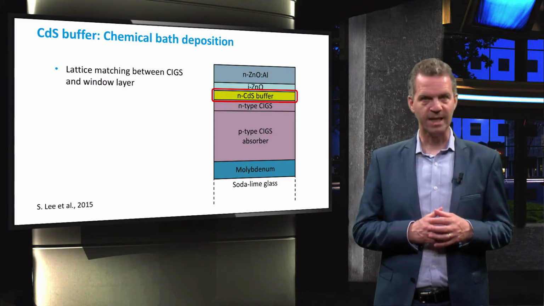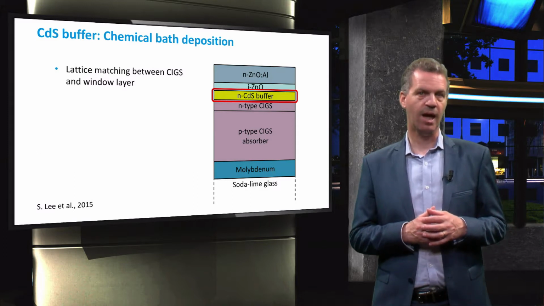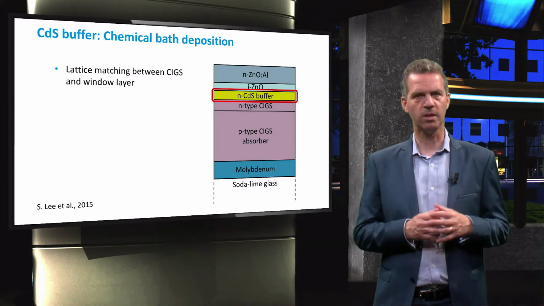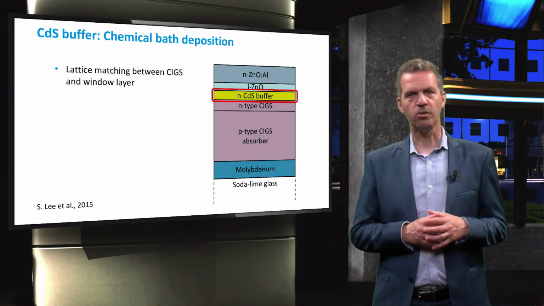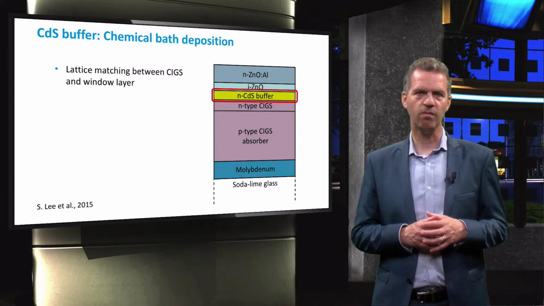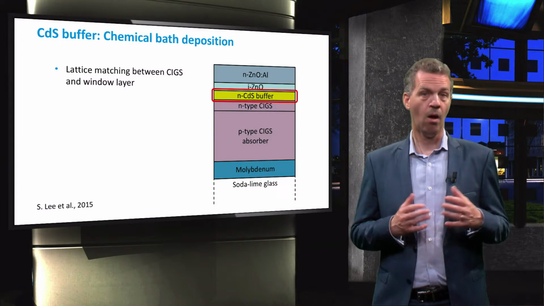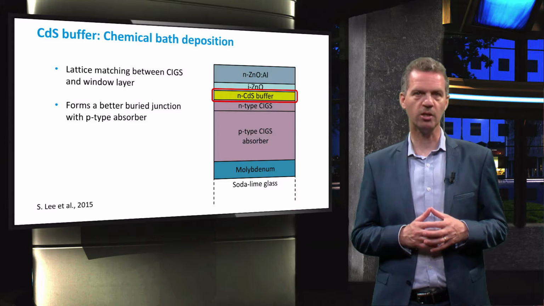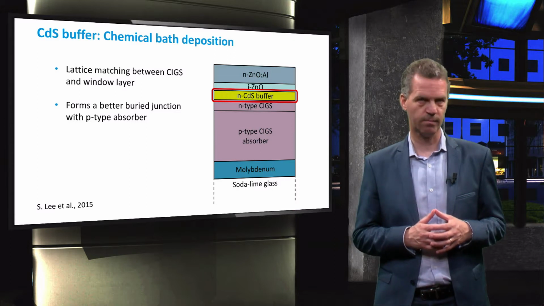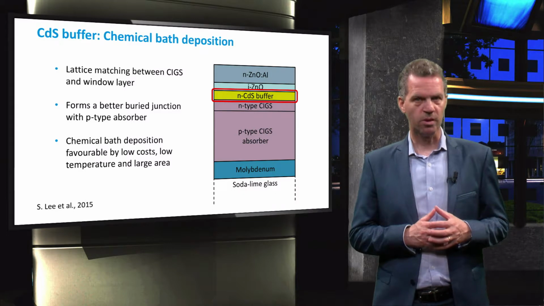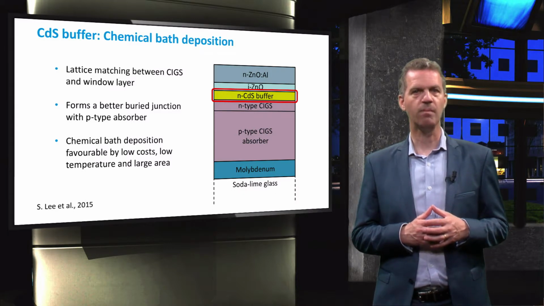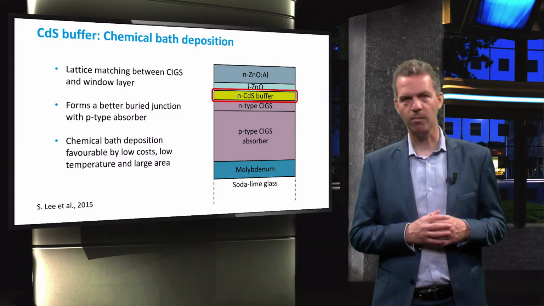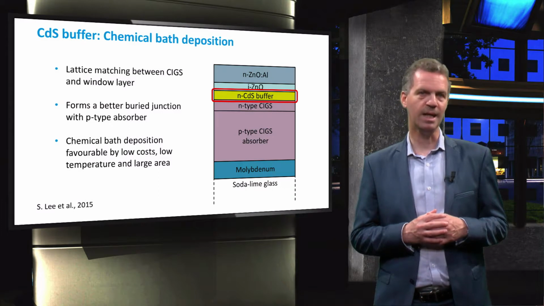This material is placed in between the N-type CIGS layer and the front TCO layer to provide lattice matching and hereby reduce the defect concentration. This is also the reason why the cadmium sulfide layer is referred to as a buffer layer. Furthermore, the N-type cadmium sulfide layer helps to form a better buried junction in the P-type CIGS. An advantage of using this material as buffer layer is that it can be produced fairly cheap, at a low temperature and on a large area using chemical bath deposition or CBD.